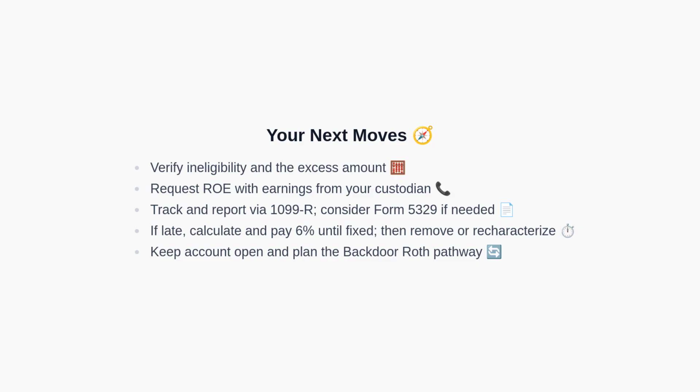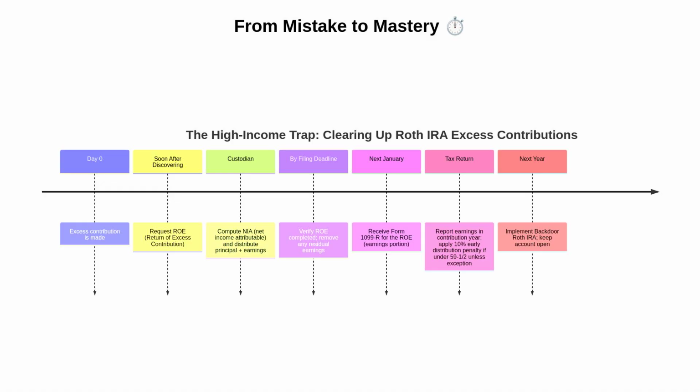As we wrap up, here is one more visual to cement the timeline and responsibilities. This final timeline diagram traces the journey. On day 0, the excess contribution occurs. Soon after discovery, you request a return of excess contribution. The custodian then computes the net income attributable and distributes the excess plus earnings. By the tax filing deadline, the correction should be complete.